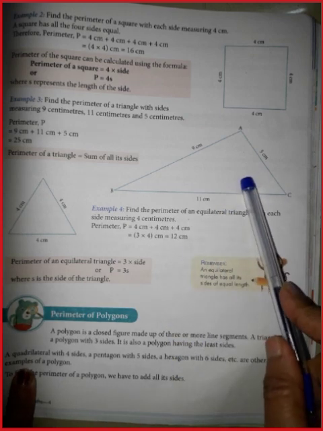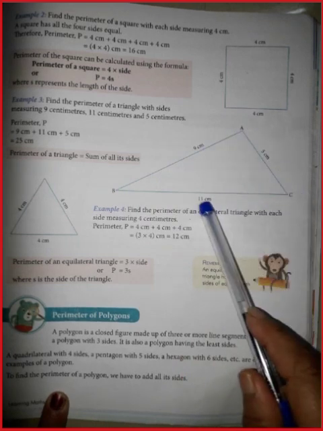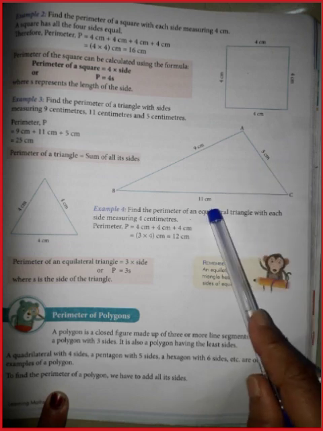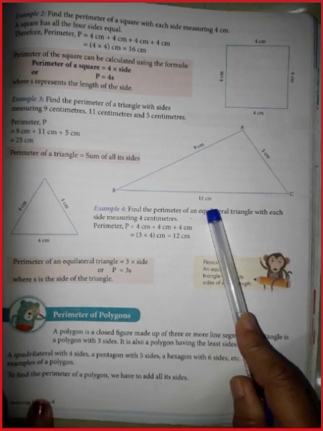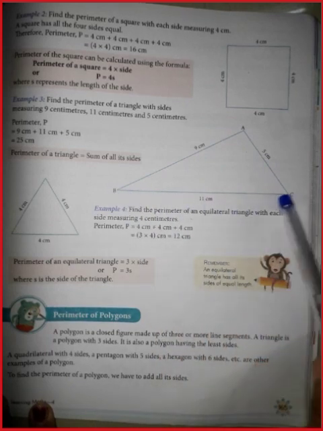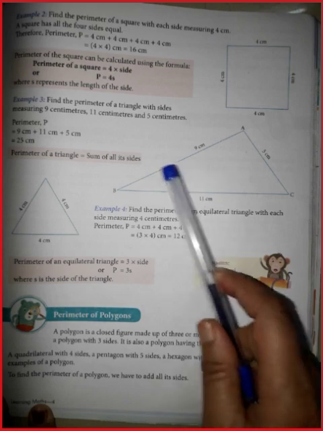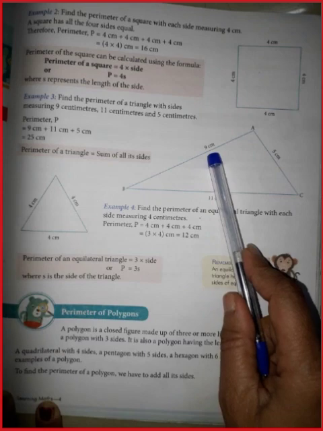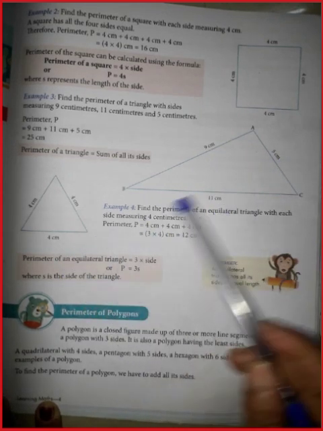Here you can see this triangle. What does this triangle say? All sides are of different length: 9 centimeter, 5 centimeter and 11 centimeter. So what we shall do in this triangle? To find the perimeter, perimeter means this boundary. We have to cover this boundary. That's it. Okay. To find the perimeter of this triangle, what we shall do? Sum of all sides. Sum of all sides means to say 9 plus 5 plus 11 centimeter. You will get the answer then.